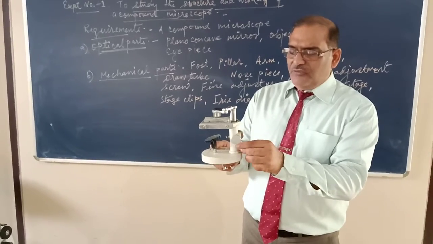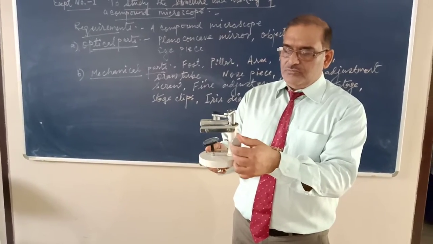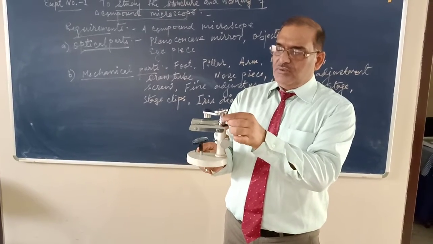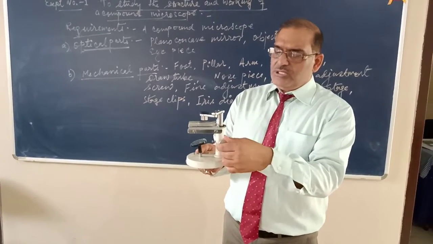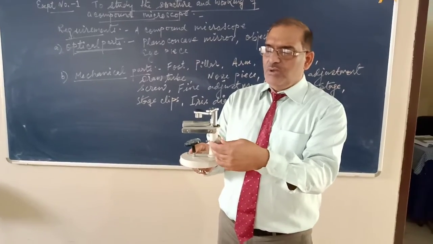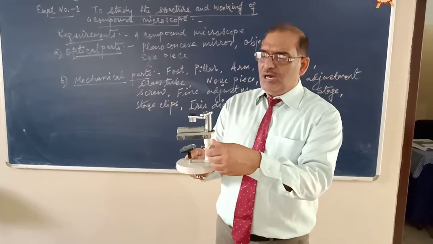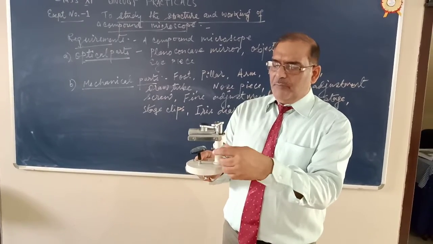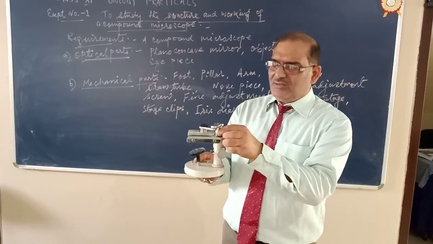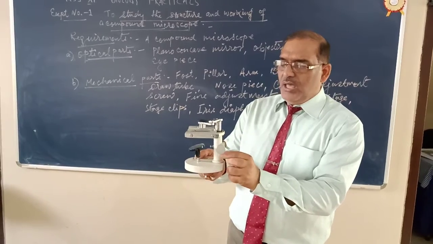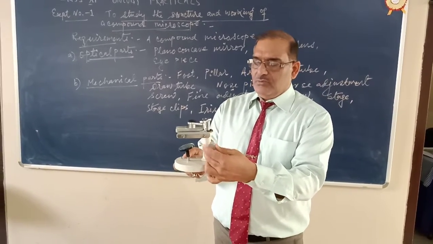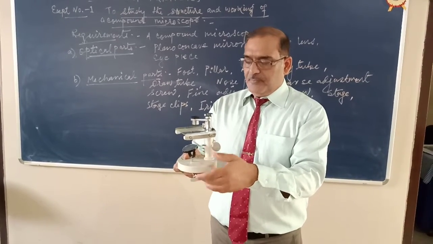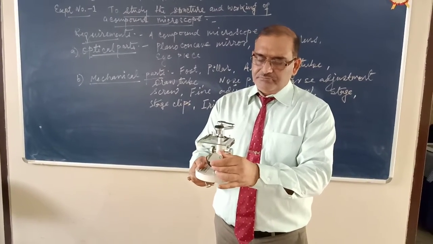On this body you can find a screw. This is the screw for moving this tube. This is the body tube. The body tube is movable. You can see the body tube moving up and down. Now it is moving up, now it is moving down. The body tube is inserted in the body of the microscope and can be moved up and down for adjustment, for focusing.